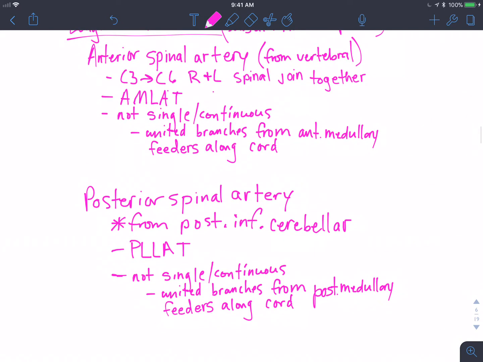Also, I did mention an anterior spinal artery coming from the vertebral, but these are branches from those medullary feeders, okay? So technically, the anterior spinal artery is not one single vessel, even when there's a left and right. Think of it as many vessels stacked on end, creating a long tube, if you will. Branch, branch, branch, creating a long vessel, all right?